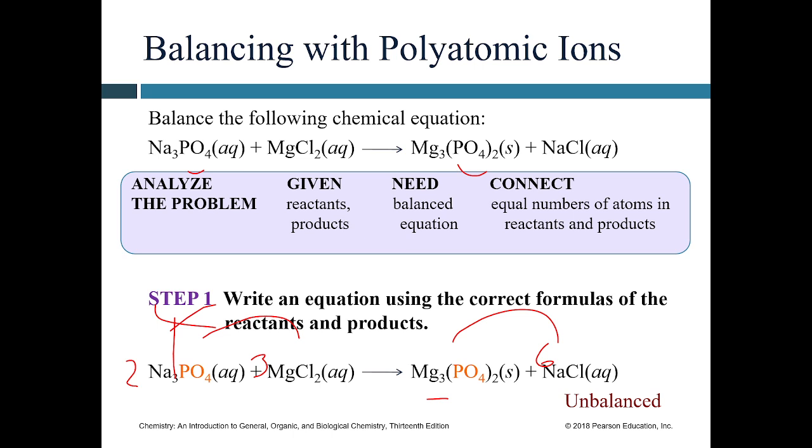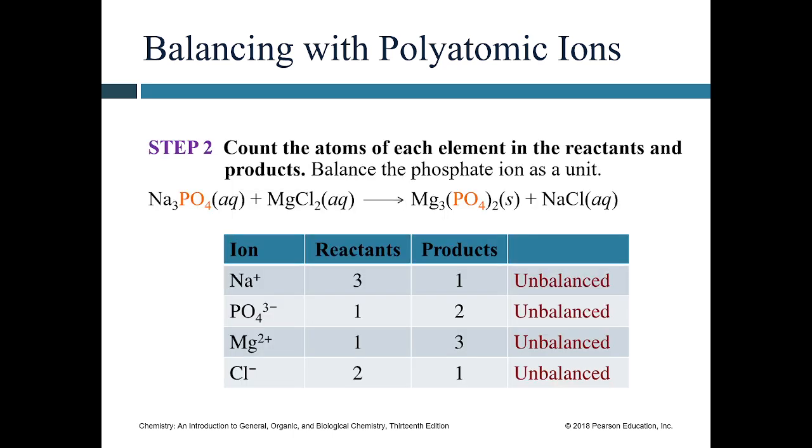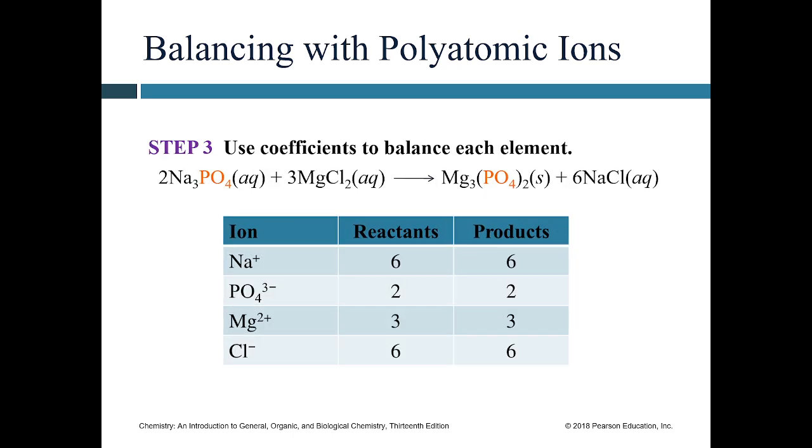And now we make sure is everything even. Okay, we have 6 on the left, 6 on the right for Na's. For PO4s, we have 2 on the left, 2 on the right. So we're good for that. Mg's, we have 3 on the left, we have 3 on the right. Those balance. Cl2s, we have 6 on the left and 6 on the right. So those are all balanced, aren't they? Okay. Anybody have any questions about that?